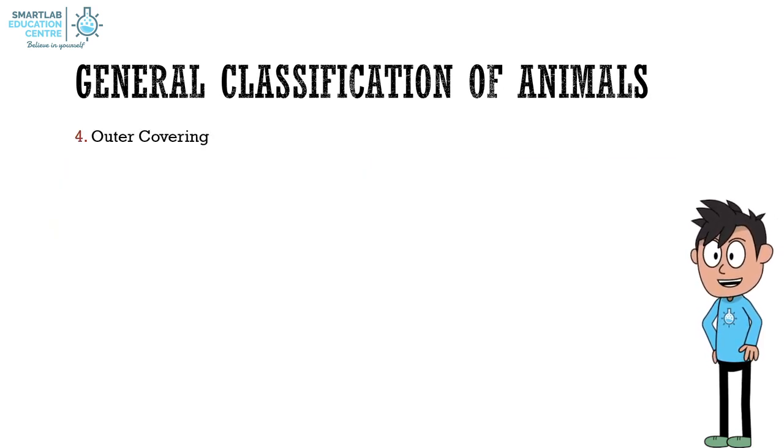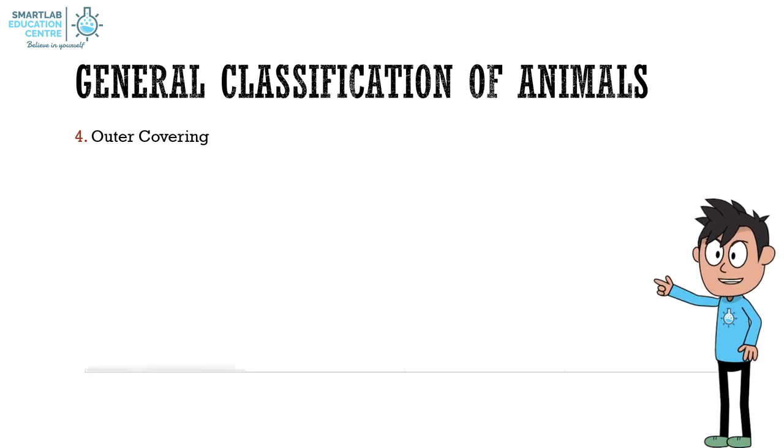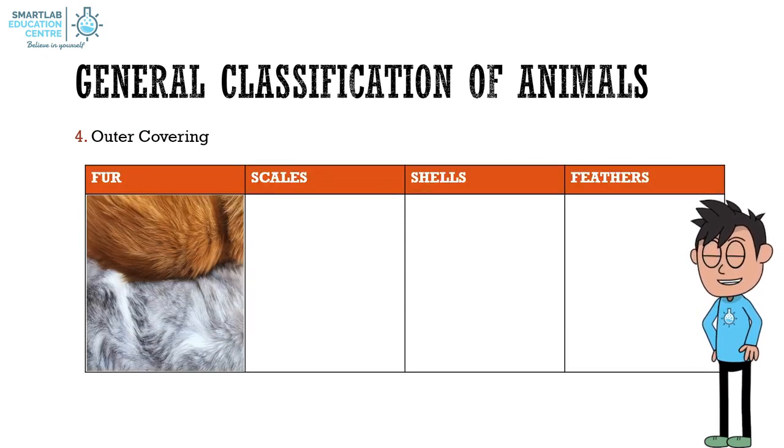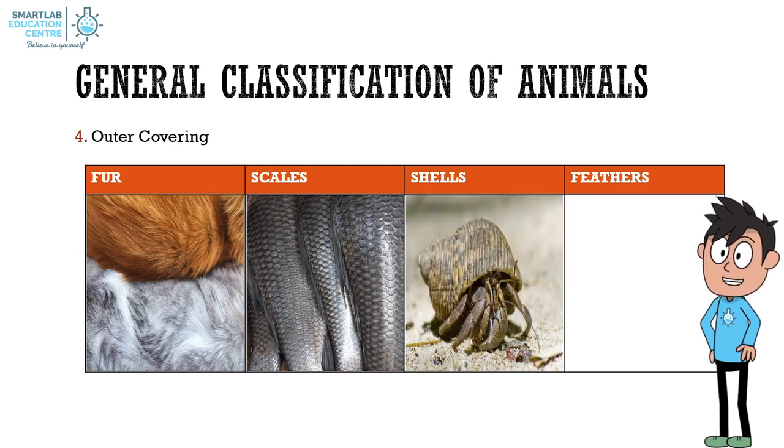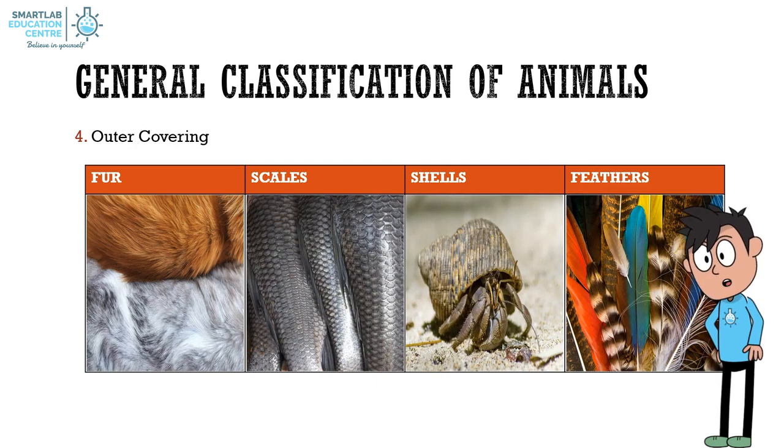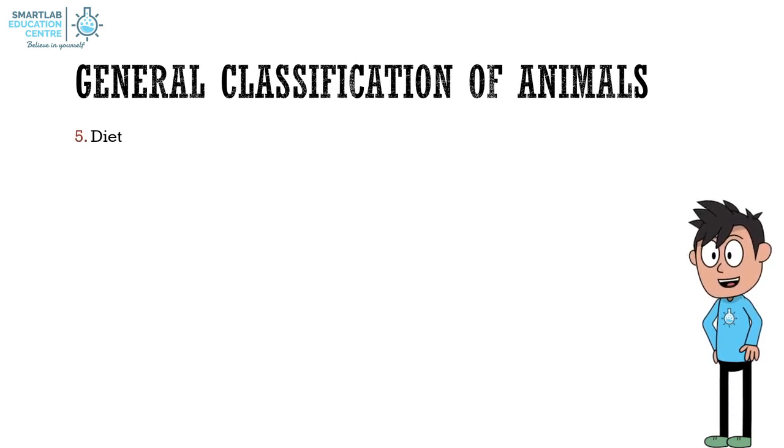Here are some of the various types of outer covering. Some are covered with fur, for example cats, dogs, monkeys, and horse. Some are covered with scales, for example snakes and fishes. Some have shells, for example hermit crab and turtles. And birds have feathers. For diet, they can be classified into 3 groups: herbivores, carnivores, and omnivores.